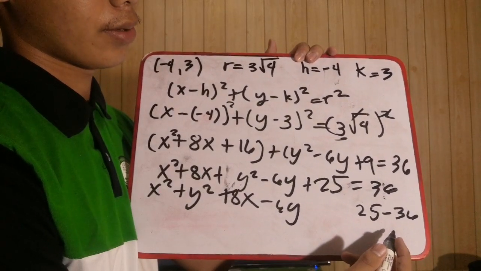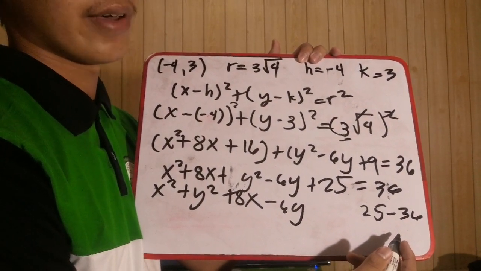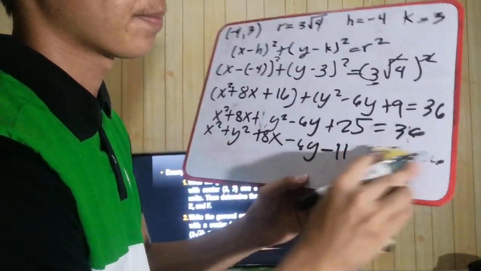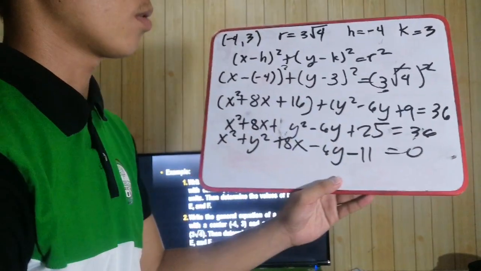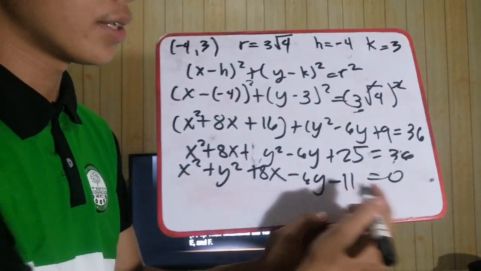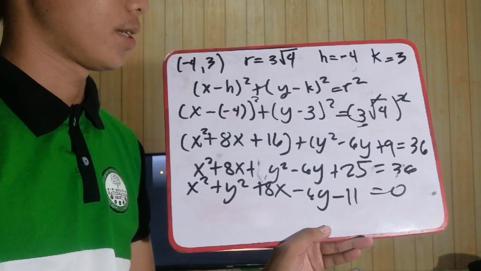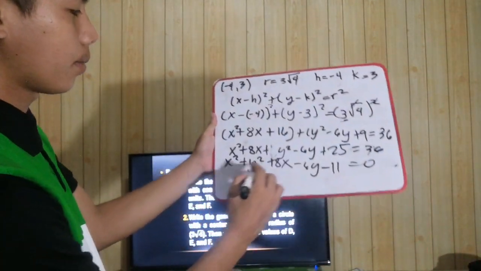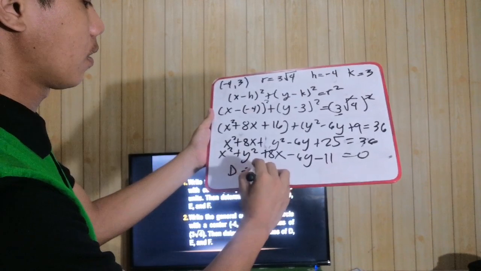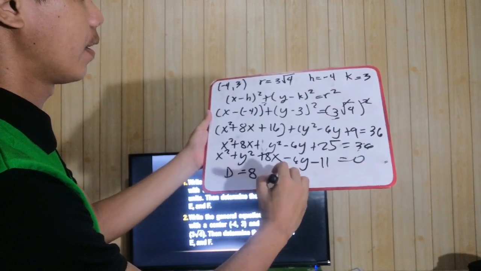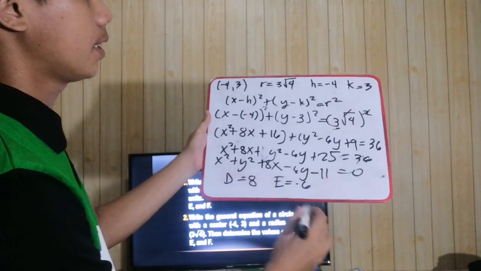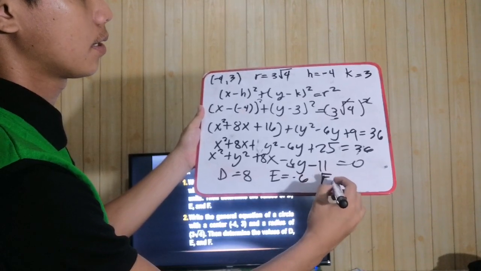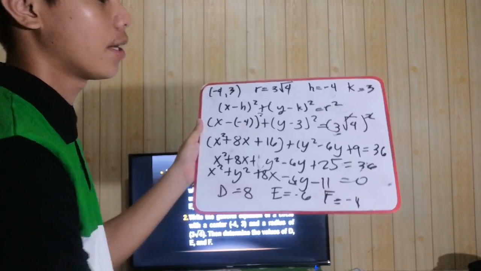What is the correct answer? 11. Negative 11, right? So simply negative 11 is equal to 0. Therefore, we have obtained the general form out of our center-radius form. So, what are the values of D, E, and F? Our D is 8. E is negative 6. And the value of our F is negative 11.